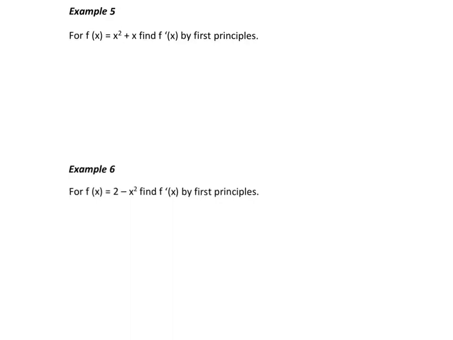We're told in the first one f of x is x squared plus x, and we're asked to find f dash x. Now we know by first principles that f dash x is equal to the limit as h tends to 0 of f of x plus h minus f of x all over h. Okay, we need to know some information here. We need to know what our f of x is equal to, and we need to know what f of x plus h is equal to.